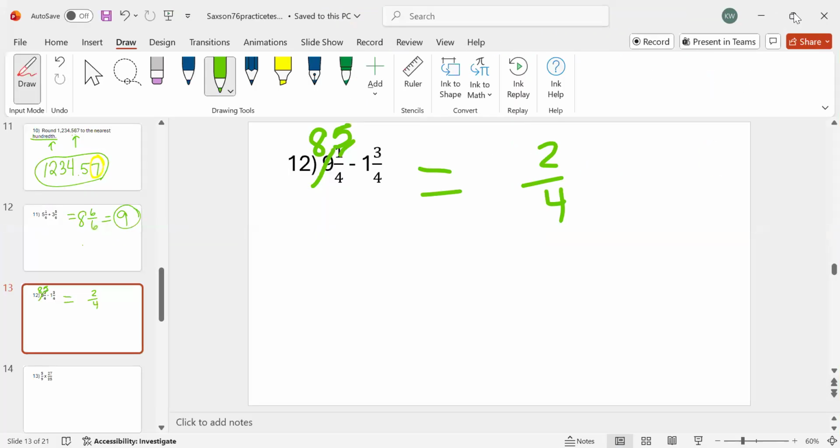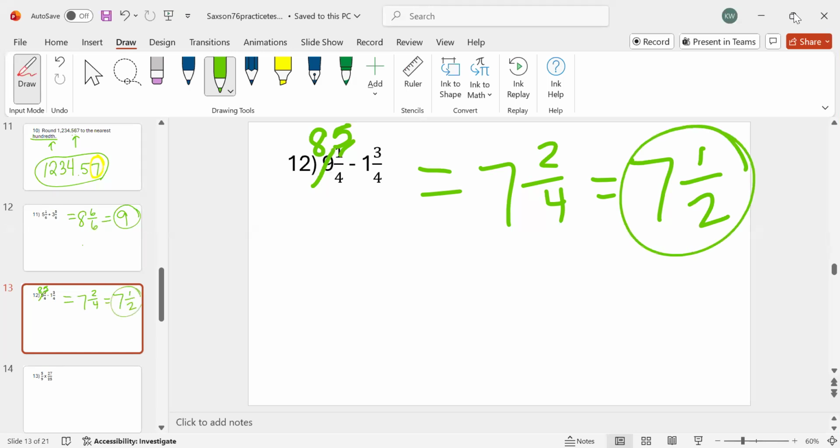And 8 minus 1 is 7. Now that fraction there is not reduced. So let's do that one more time. Reducing that 2/4 is also known as 1/2. So our answer there is 7 and 1/2.